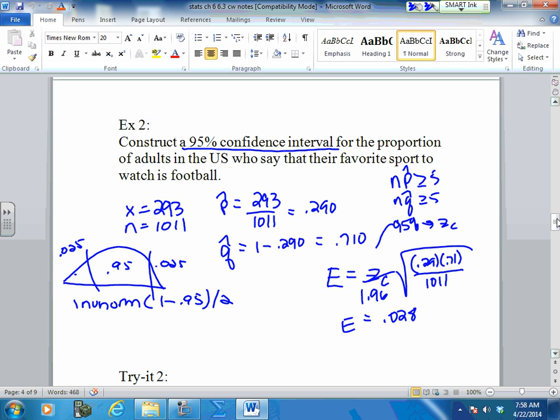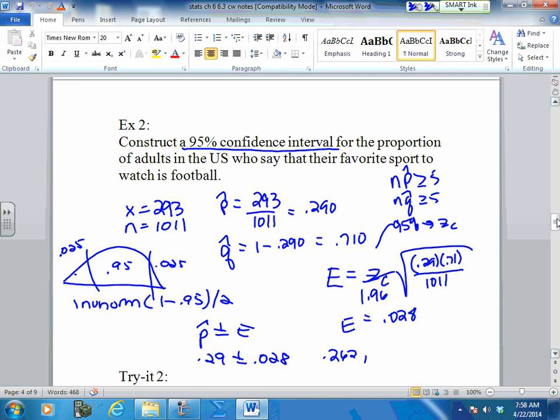And then you build your confidence interval. You do P hat plus or minus E. So your P hat is 0.29 plus or minus 0.028. You're going to take 0.29 minus 0.028 and 0.29 plus 0.028. So it's going to build your confidence interval. And again, if you look at your book, they use a number line again. A number line kind of tells you where to go with this.